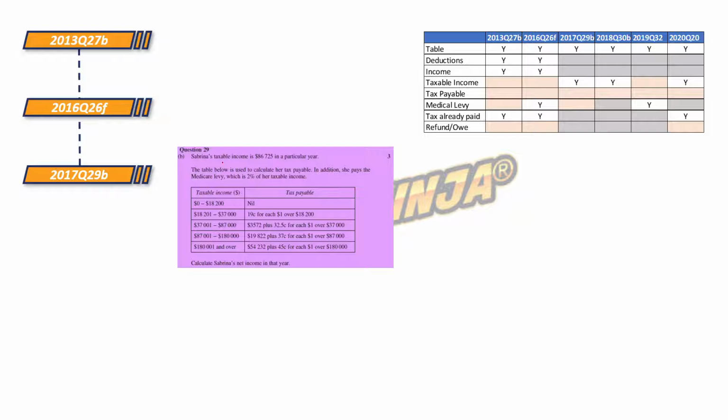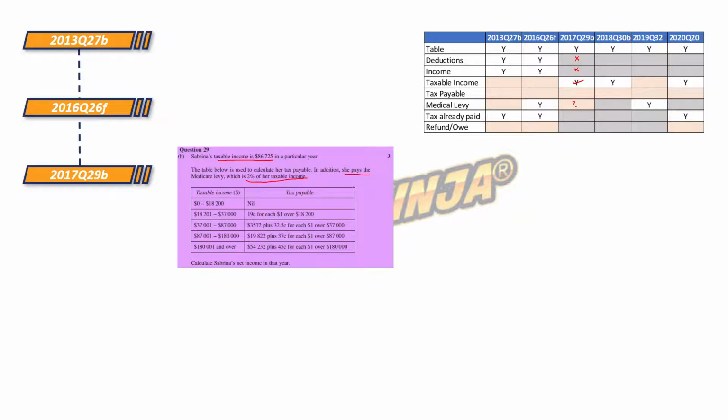So now we are in question 29 in the 2017 exam. Here you've got a taxable income of 86,725. So you're already given the taxable income, so you don't need to work it out, just like in the previous question where you had to work out what the taxable income was. You're also told that she pays a medical levy, which is 2% of her taxable income. Now you need to work out what this medical levy is. You're not given it, but you're told how to work it out. It is 2% of the taxable income. You're given the taxable income, so you can work that out.